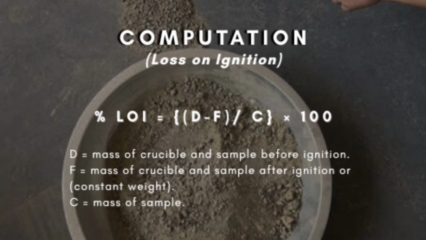The D refers to the mass of the crucible and the sample before ignition. The F refers to the mass of the crucible and sample after ignition, and the C refers to the mass of the sample. This calculation gives the percentage of volatile materials released from the cement during heating. Thus, our computed loss on ignition value is compared with the standard acceptable range for cement.